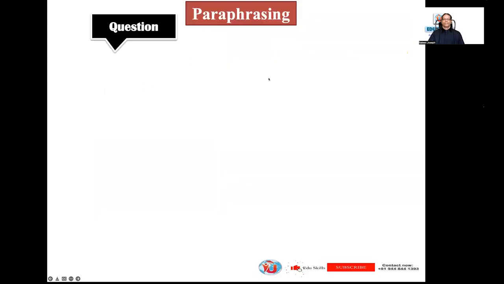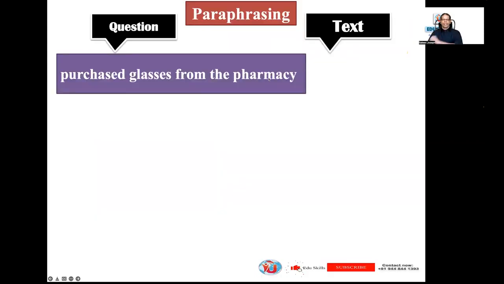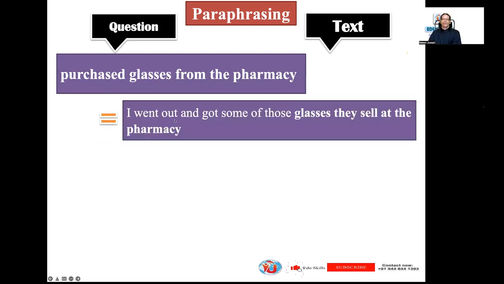Synonymous expressions. Now you see that part. The next question: purchase glasses from the pharmacy. I went out and got some of those glasses they sell at the pharmacy. Purchase glasses from the pharmacy is the question statement, a paraphrasing of this sentence in the audio. I went out and got some of those glasses they sell at the pharmacy. They sell at the pharmacy, I purchased.